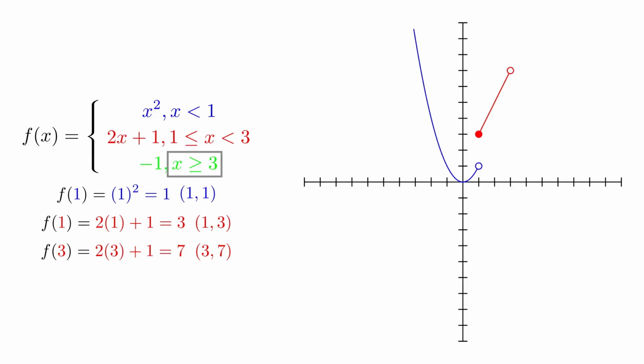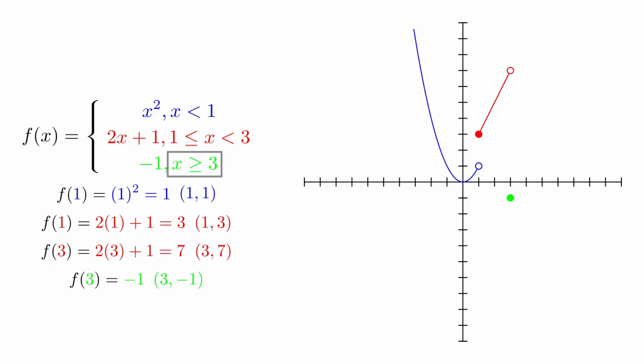We have -1, where x is greater than or equal to 3. So we're going to take that 3 and plug it into our function to figure out where that point is. In this case, it's a constant function, so there's nothing to plug into. So this means that our transition point is going to be at (3, -1). And it is a greater than or equal to sign, so we're going to plot a closed hole at (3, -1).